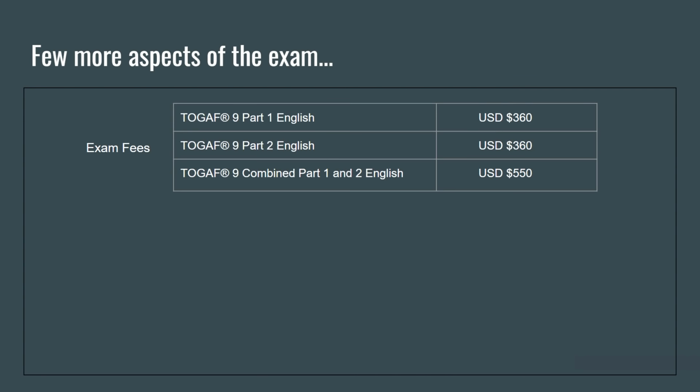So what are the exam fees? If we do part 1, you have to pay $360. Part 2, if you have to do separately, you have to pay $360. However, if we do both combined, part 1 and part 2 in one go, you need to pay only $550. So there is some savings there.